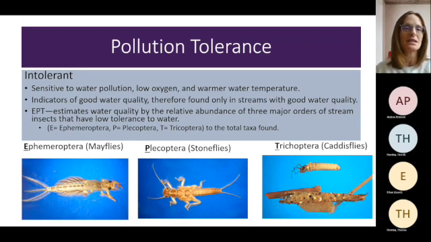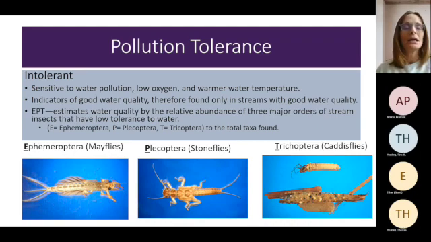Those are some examples. And the macroinvertebrates that are on your screen are the mayflies, stoneflies, and caddisflies. Those are all very sensitive to water conditions. So if these organisms are present in your stream or water body, they are indicators that the water is probably pretty good, because they wouldn't be there otherwise.